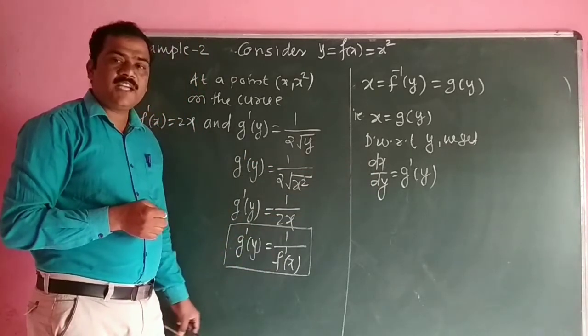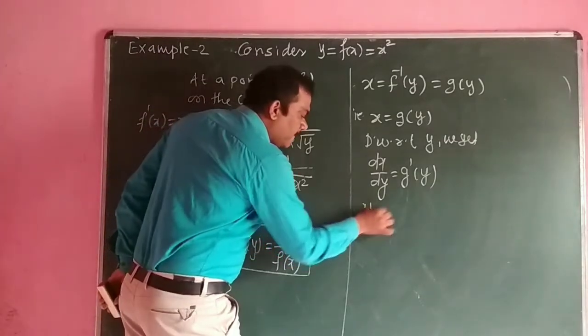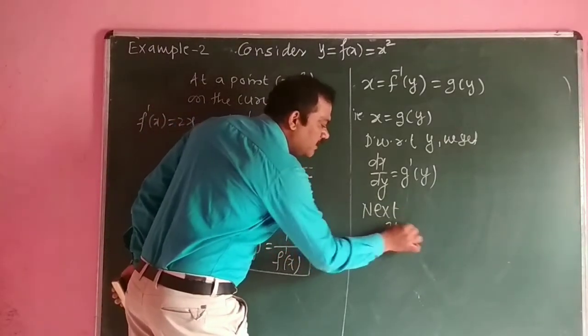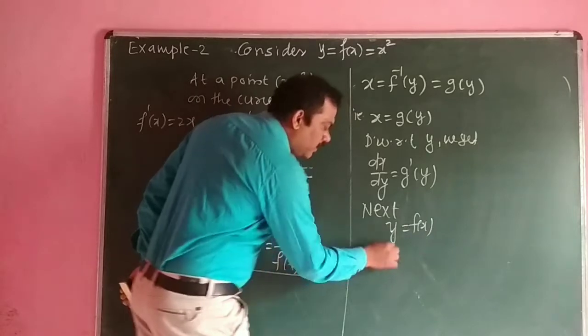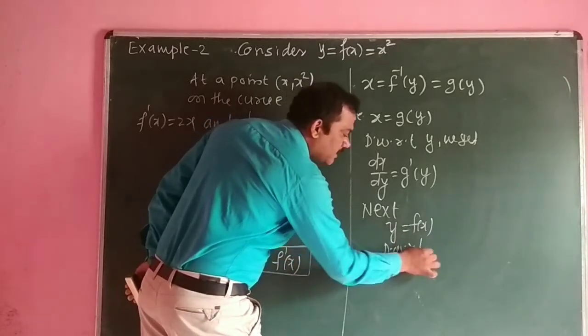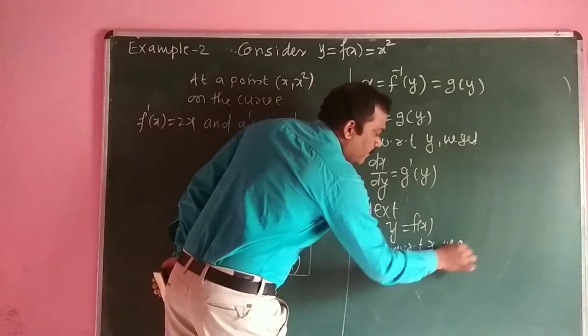Also, f dash of x means what? Next, we write y is equal to f of x. If we differentiate this with respect to x, what do we get?